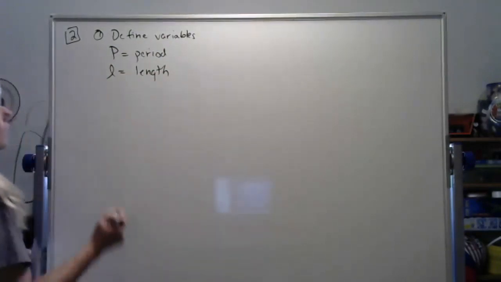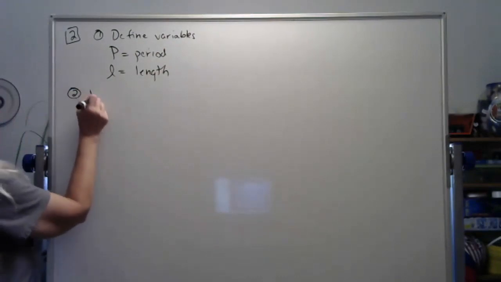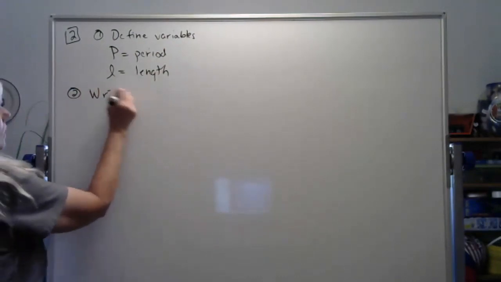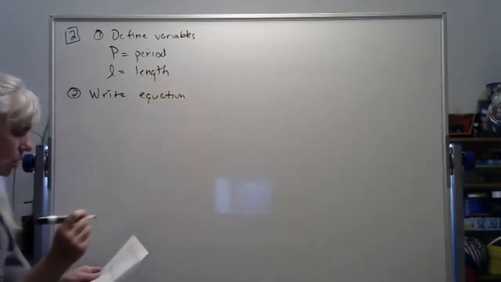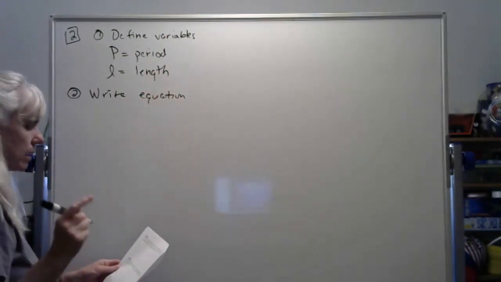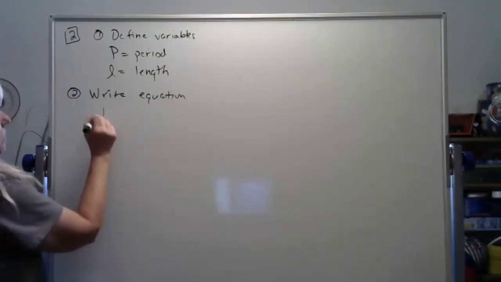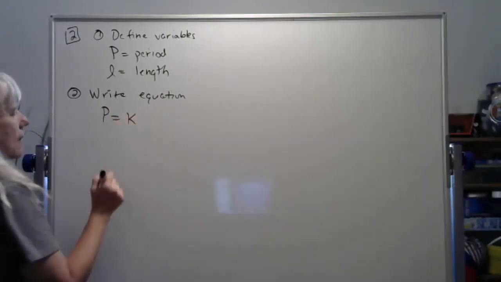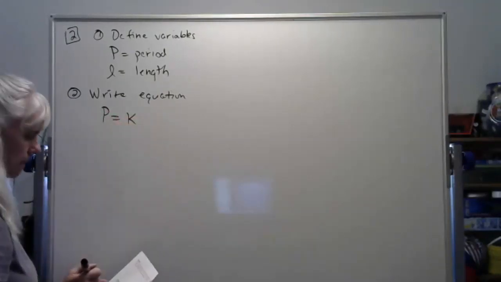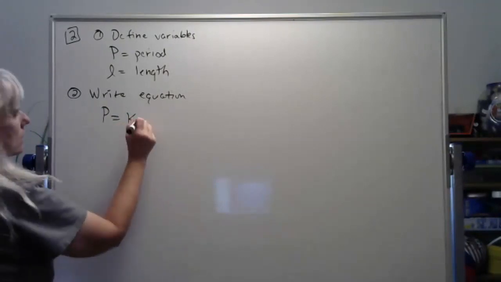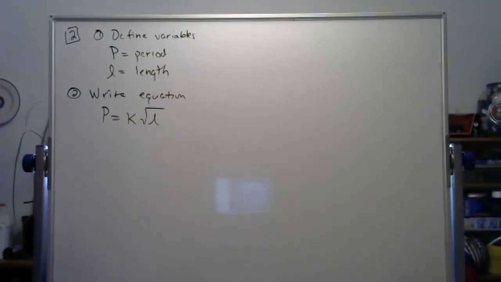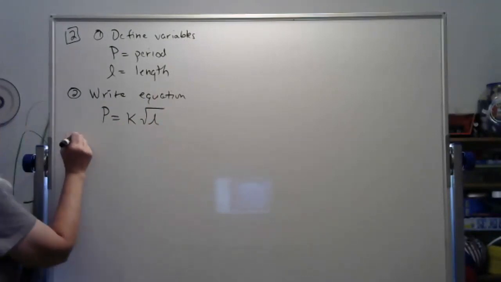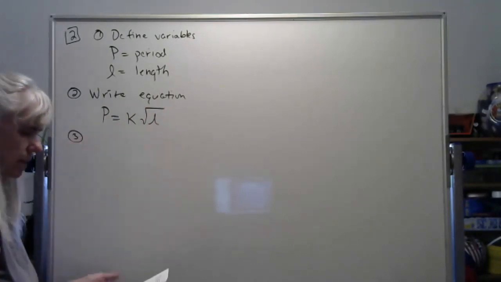There they are. So our next step is to write our equation. Okay, so they told me that in that second sentence, the period varies directly. So I'm going to write P equals K, and that's coming from the varies directly. The square root of its length. So square root of L, and there's our equation. Good. Okay. Step 3, we're going to come in and then put the numbers into it.